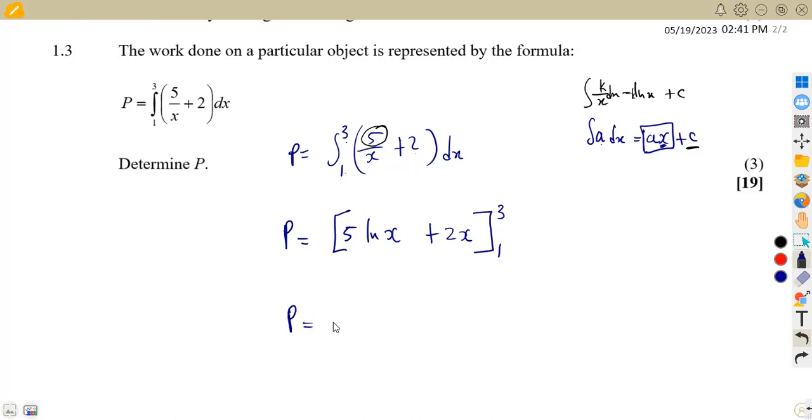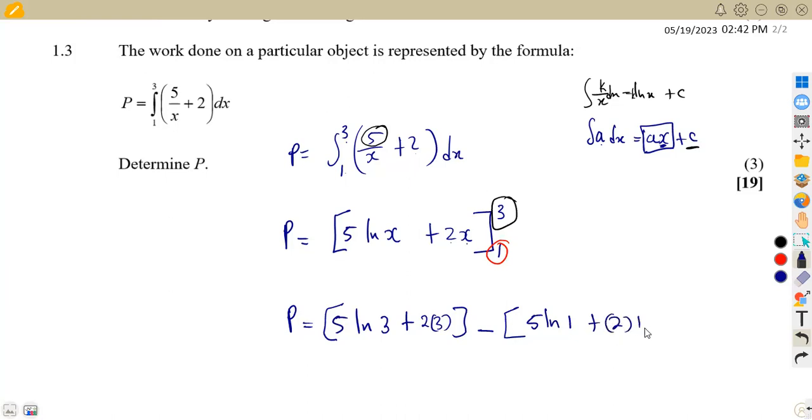So your P is going to be 5 ln of our x at that moment, which is the upper limit 3. So x is going to be 3. That's 5 ln 3 plus 2 times 3, which is 6. Then minus the lower limit, when our x at this moment is 1. In place of x, you're substituting a 1 wherever there's x. So this is going to be 5 ln of 1 plus 2 times 1, which is just 2.